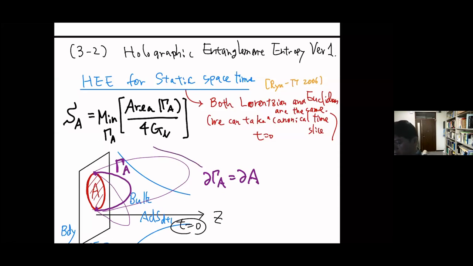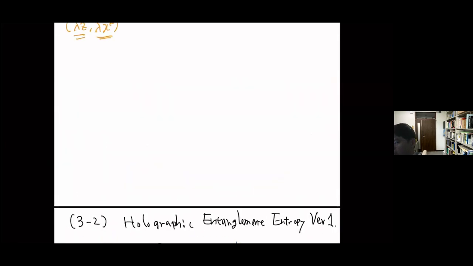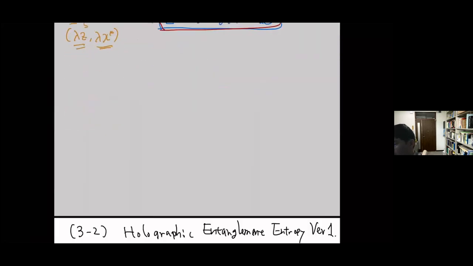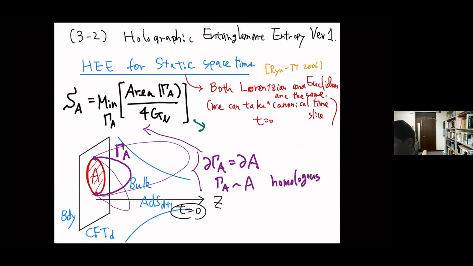But there is one more important constraint, called the homology constraint. A and gamma_A should be homologous. This becomes very important if you think about a black hole setup, a spacetime with a black hole. And one more comment: this formula is applicable not only to pure AdS spacetime, but also to any asymptotically AdS space.